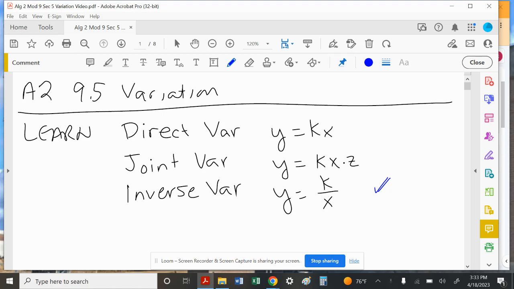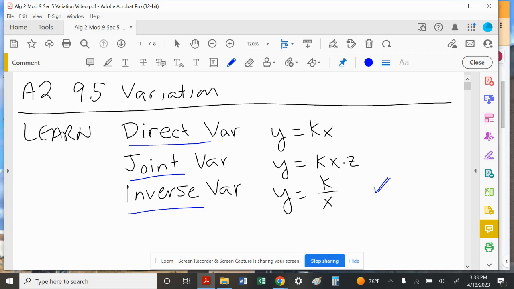So we have three different types of variation: direct variation, joint variation, inverse variation, and then actually I guess there is a fourth one, which is a combination of all of these, meaning we could be doing direct, joint, and inverse all in one equation. So what does this mean? This means that, at least with direct and inverse, we have one or two variables.